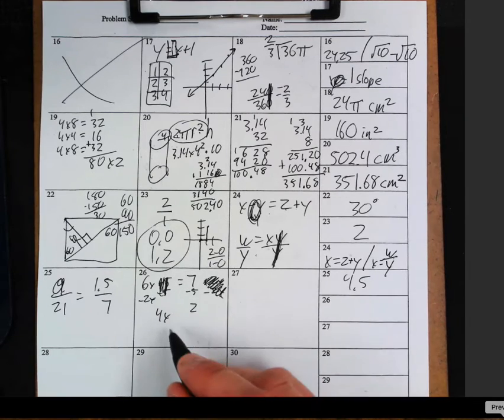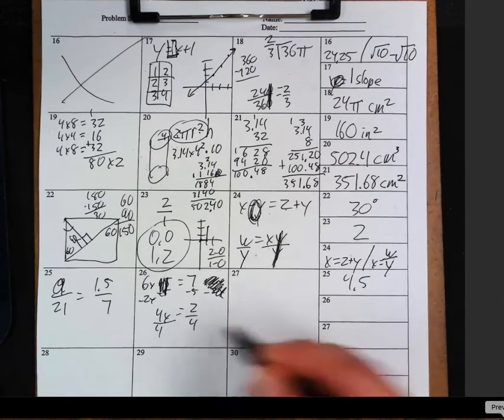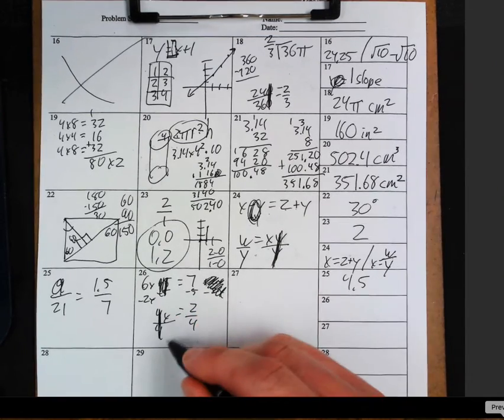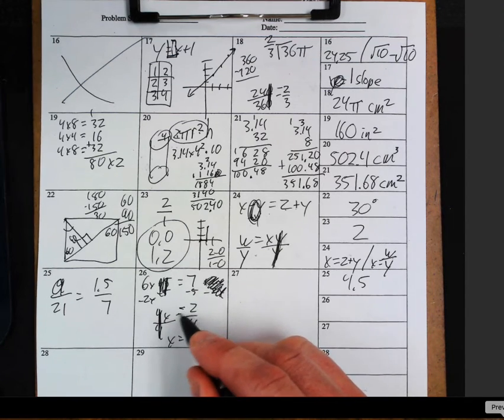Get rid of the 4 by dividing. Divide by 4 on the left. Divide by 4 on the right. On the left, the 4's cancel. On the right, you reduce to 2 over 4. Whoa, 1 half.